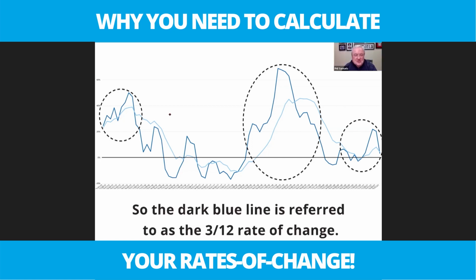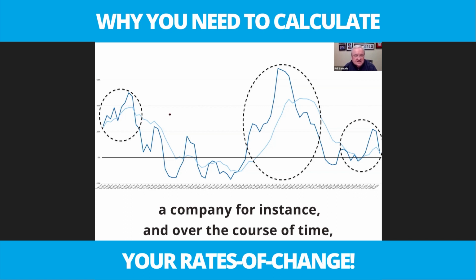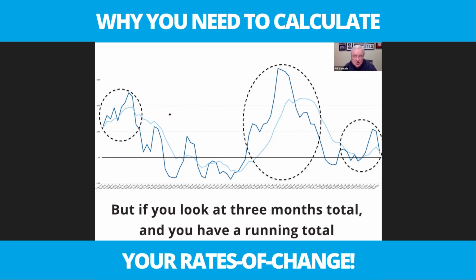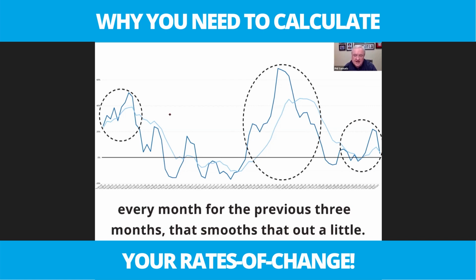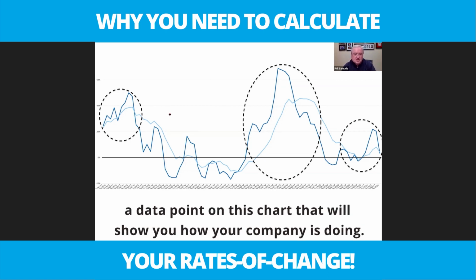Sure. So the dark blue line is referred to as the 3/12 rate of change. You record the monthly sales of a company, for instance, and over the course of time, each month could be relatively volatile. But if you look at 3 months total, with a running total every month for the previous 3 months, that smooths it out a little. So the 3/12 rate of change represents the previous 3 months, a data point on this chart that will show you how your company is doing.